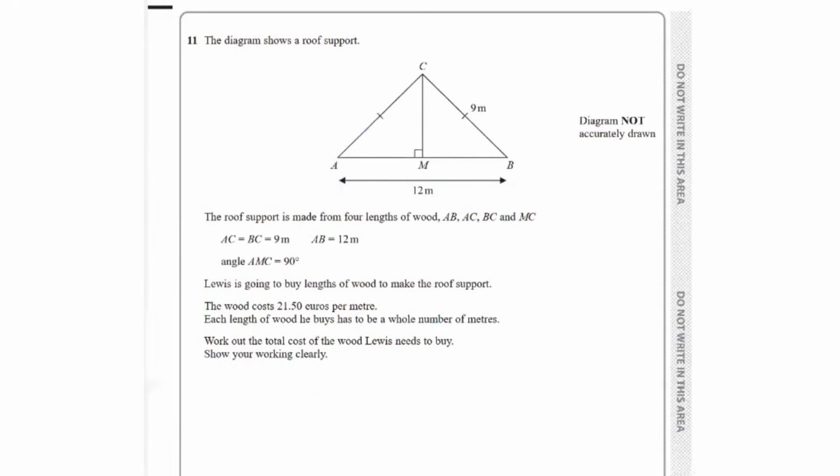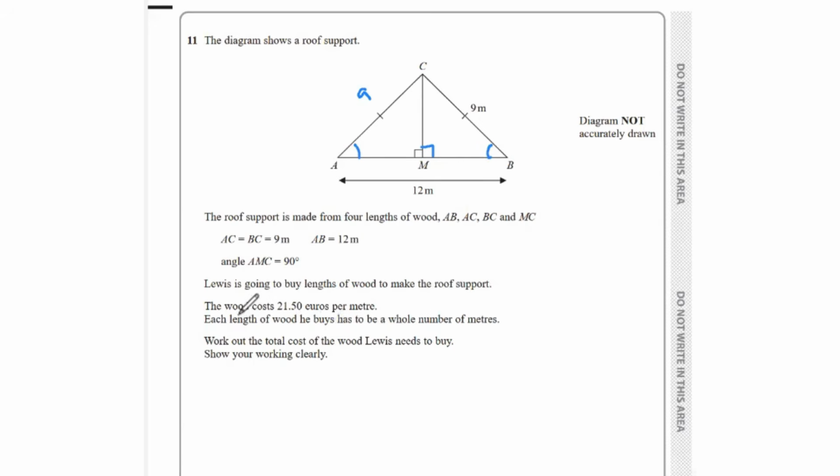Question 11 says the diagram shows a roof support. The roof support is made from 4 lengths of wood, AB, AC, BC, and MC. AC equals BC equals 9 meters, and AB is 12 meters. So this is also 9. Angle AMC is 90. This is also going to be 90. So if these two lengths are 9, these two angles are also going to be equal.